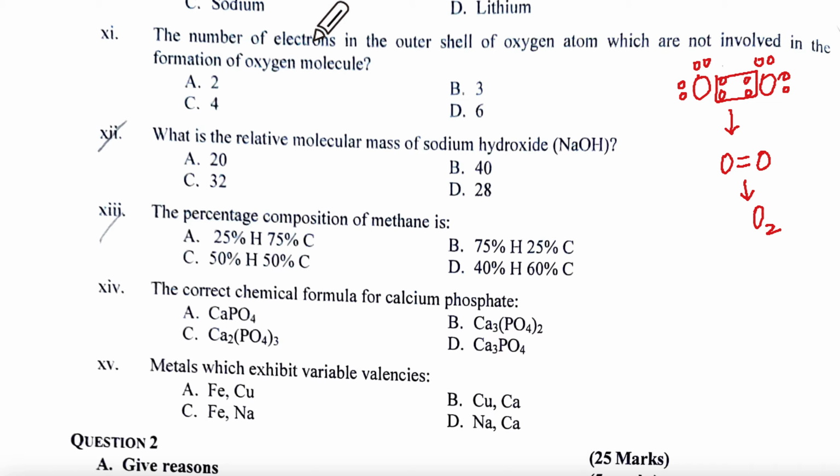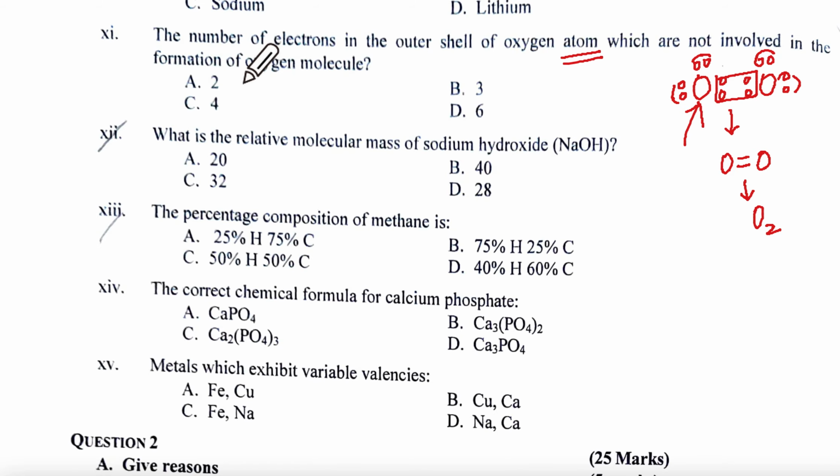They are saying the number of electrons in the outer shell which are not involved will be how many? 2, 4, 6, 8. Number of electrons in the outer shell of oxygen atom which are not involved in the formation of oxygen molecule. So per oxygen, there will be 4. In the molecule, there will be a total of 8. But in oxygen atom means only 1 atom. Okay, understood the difference? Yes, ma'am.